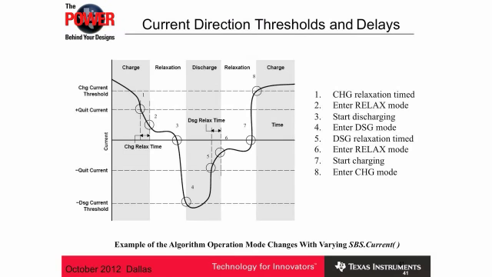Typically, you'll charge up all the way, and then when the charger turns off, you're relaxing. You may take your machine, your notebook, whatever, and use it for a while, and then turn it off. Or your cell phone goes into standby, and you start to relax. Okay?